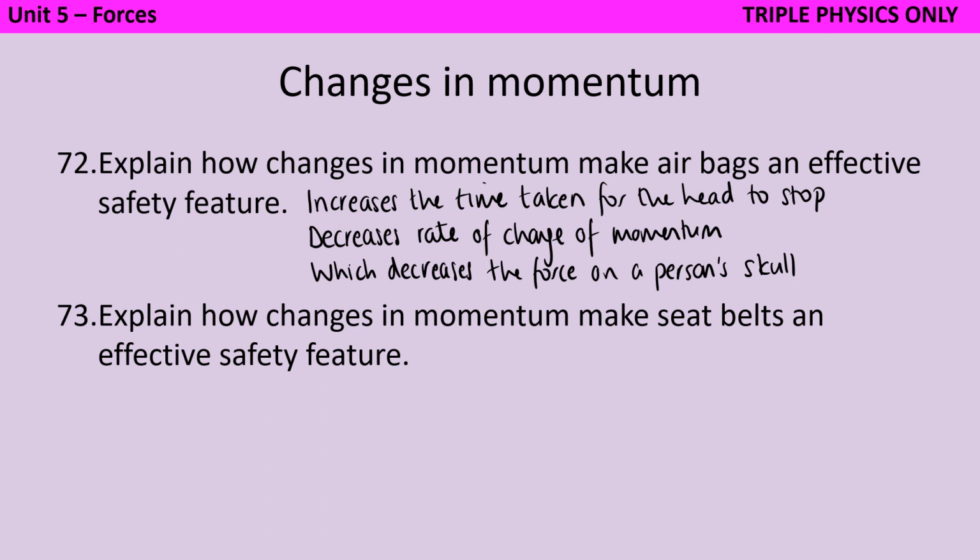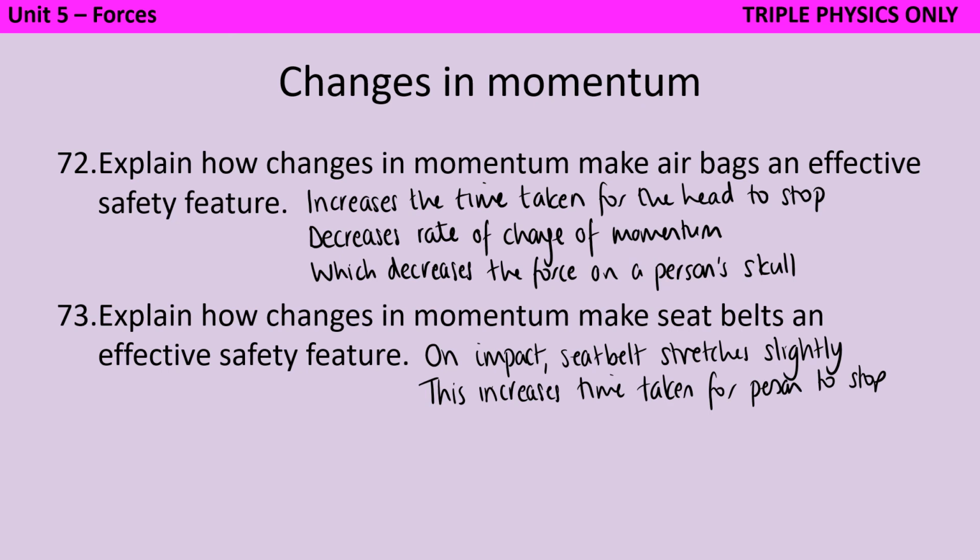In a rather similar way, seatbelts also make that change in momentum happen more slowly. So when you have an impact and the seatbelt stops you from moving, it actually stretches slightly. So think about a seatbelt not in comparison to what would happen if there was nothing there, but in comparison to what would happen if you just had an iron bar across your chest. So because the seatbelt stretches slightly, it increases the time taken for you to stop. And so again, this decreases the rate of change of momentum.